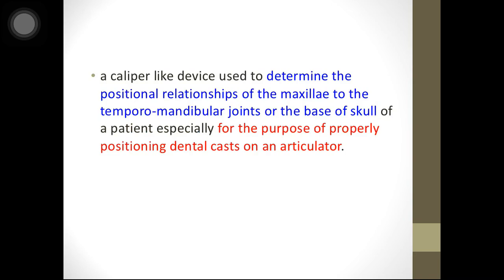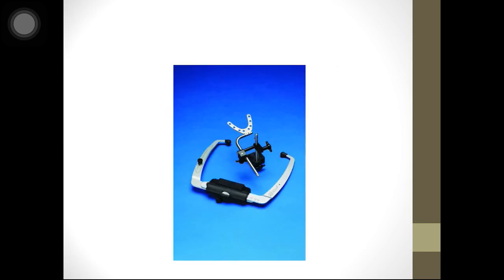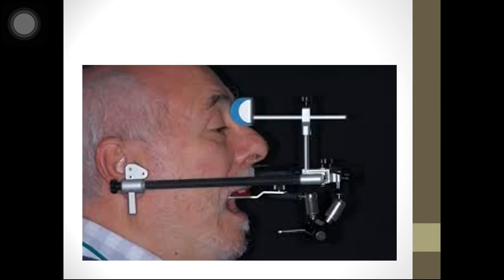The instrument that is used to record the orientation jaw relations is what we call a face bow. Face bow is a caliper-like device which is used to determine the positional relationship of the maxilla to the TMJs or the base of the skull of the patient, especially for the purpose of properly positioning dental casts on an articulator. We will discuss all the parts of face bow now.